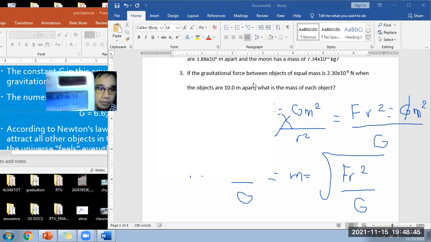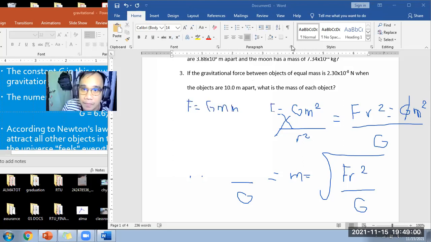So, ito na yung sagot, di ba? Tapos, i-square root mo siya. So the final answer will become 185.69533382 kilogram. O sabihin na natin, the final answer will become 186 kilogram.